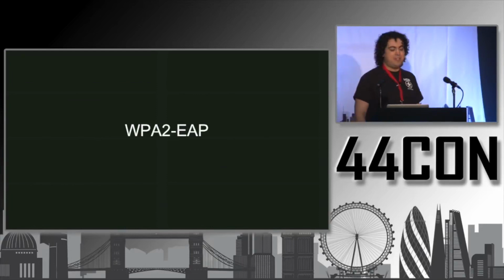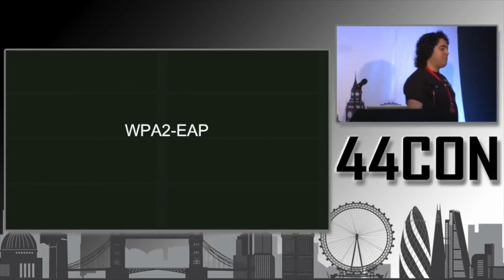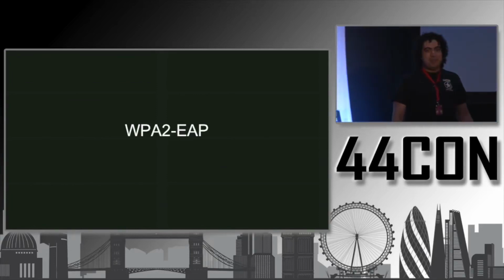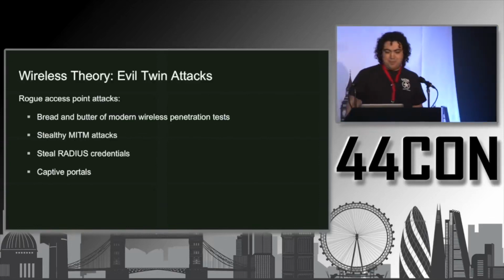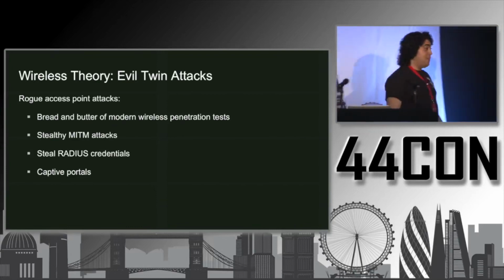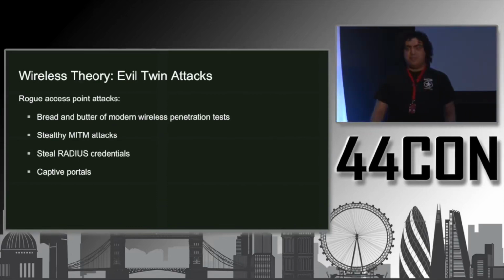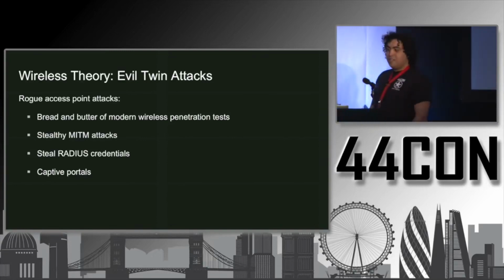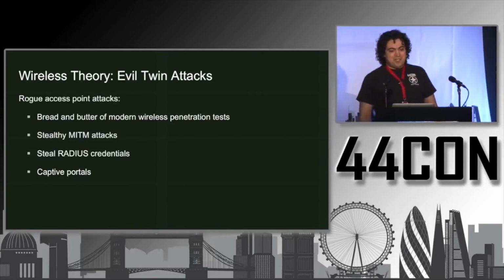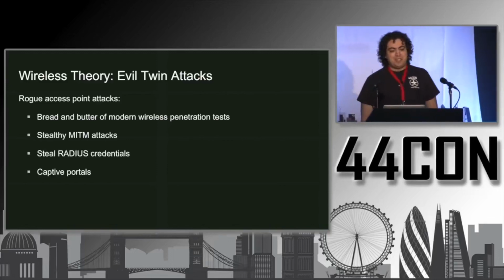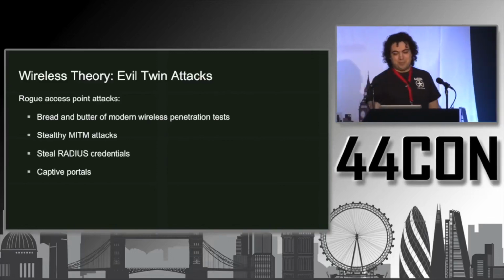So before we talk about any of this, we actually have to make an obligatory stop and talk about WPA2 EAP. So we're going to blaze through this because we don't have too much time. But before talking about WPA2 EAP, we also have to talk about rogue AP attacks, because that's traditionally the method you'd use for attacking these kinds of networks. So rogue AP attacks, they're pretty much the bread and butter of modern wireless penetration tests. You can use them for stealthy man-in-the-middle attacks. You can use them for stealing RADIUS credentials, all kinds of cool stuff.